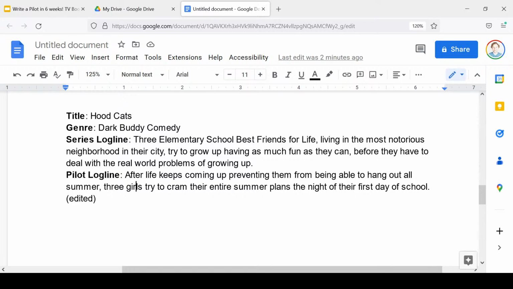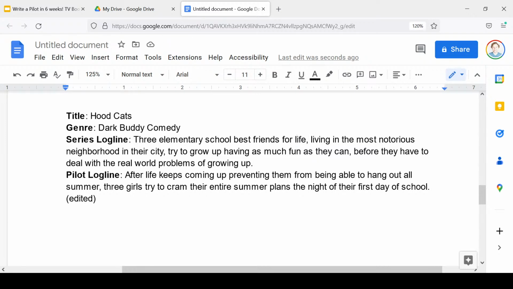So Hood Cats, dark comedy, I get what you're saying about this. It's going to have a sort of balance between the darker tone and maybe touch on some real-world issues too. 3 elementary school best friends for life. So I'm not sure why all these words are capitalized. 3 elementary school best friends for life. Living in the most notorious neighborhood in the city. Great. Okay, so like a lower class neighborhood.